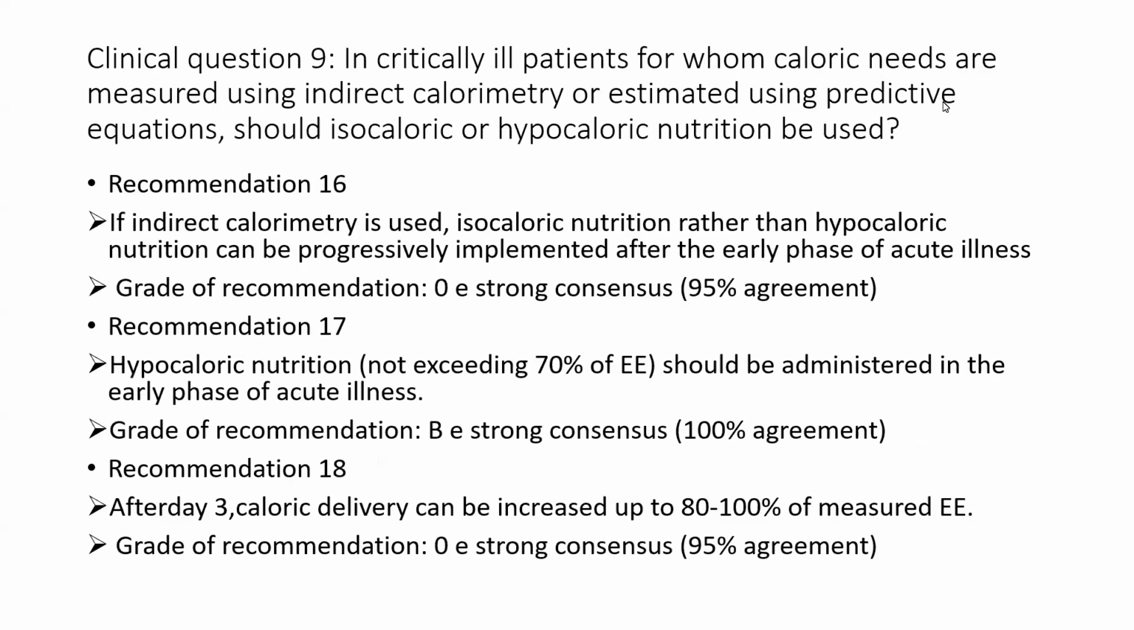Then, in critically ill patients for whom caloric needs are measured using indirect calorimetry, or estimated using a predictive equation, should isocaloric or hypocaloric nutrition be used? If indirect calorimetry is used, isocaloric nutrition rather than hypocaloric nutrition can be progressively implemented after the early phase of acute illness. Hypocaloric nutrition not exceeding 70% of energy expenditure should be administered in the early phase of acute illness. After day 3, caloric delivery can be increased up to 80 to 100% of measured energy expenditure.